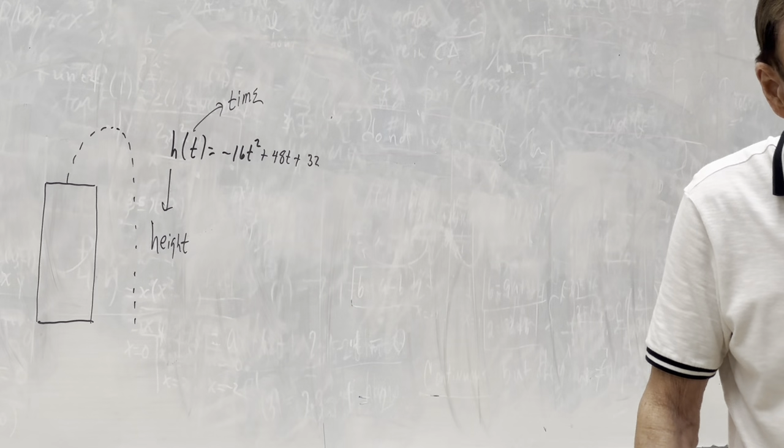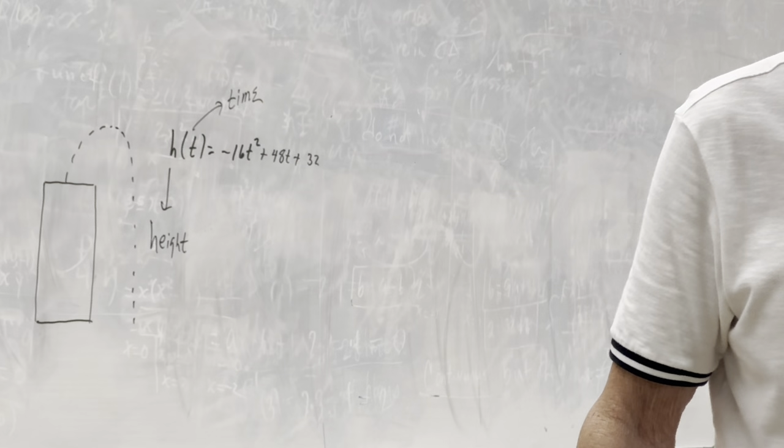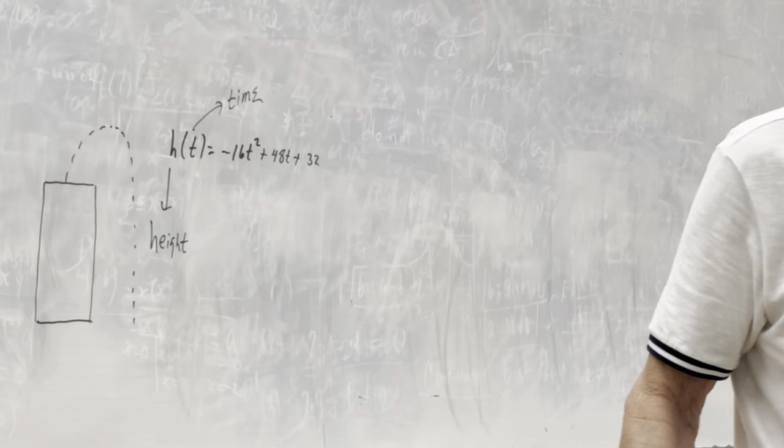Yes? Are you allowed to divide all by 16? Do it again. Are you allowed to divide everything by 16? Hang on. No, then you have to complete the square.